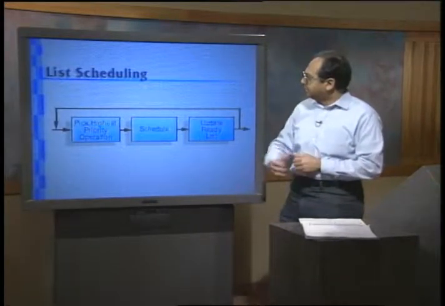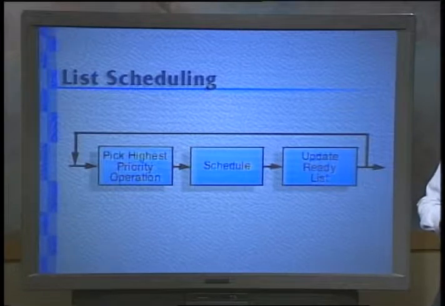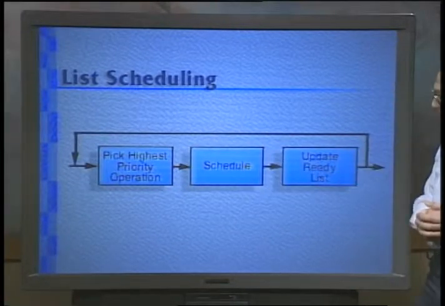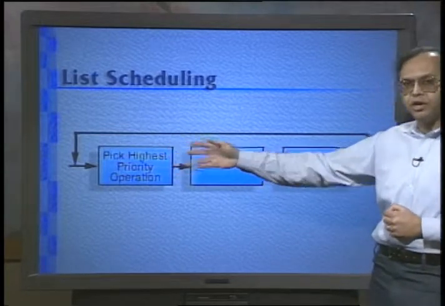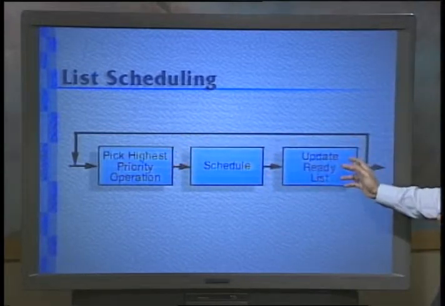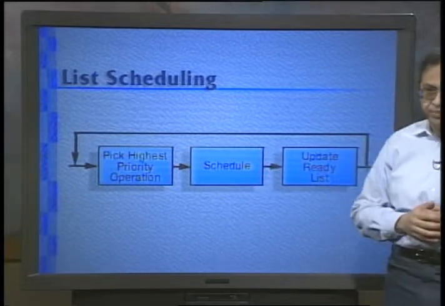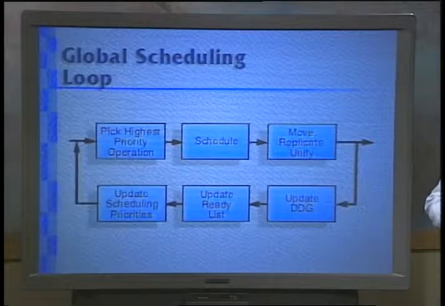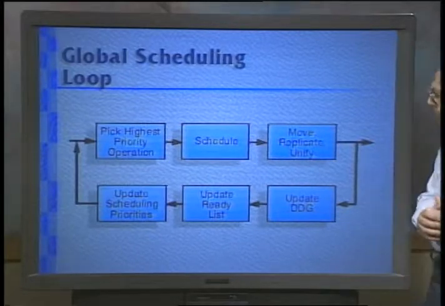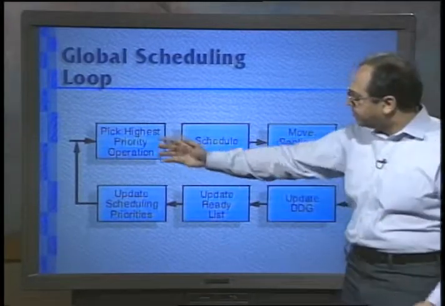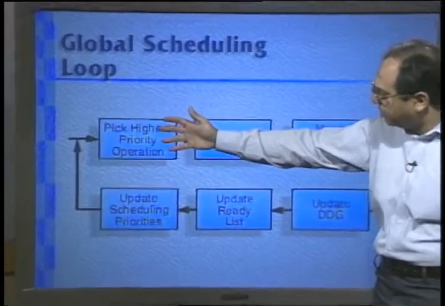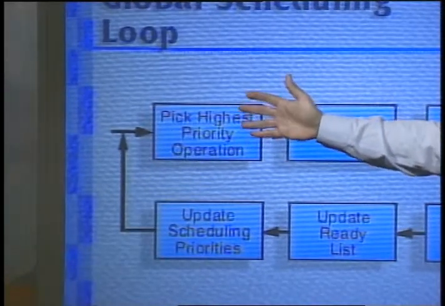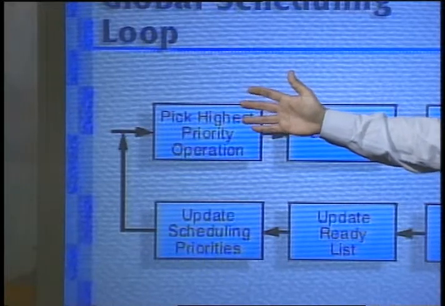Now, if you recall, when we talked about scheduling a single basic block, we had a reasonably simple process of picking the highest priority operation, scheduling it, updating the ready list, and then repeating the process. In the case of global scheduling, you might imagine that the process is the same. It turns out to be considerably more difficult. To begin with, we might start off by picking the highest priority operation. But actually here itself, things get a lot more complicated.